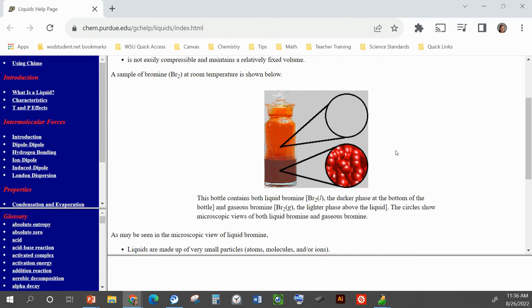So this is bromine. What kind of atoms do we have here? My question is, do we have all the same atom or do we have different atoms? All the same. Yeah, these are all the same atoms. Good. So that's something else you're going to have to distinguish. We'll talk about that in just a minute.